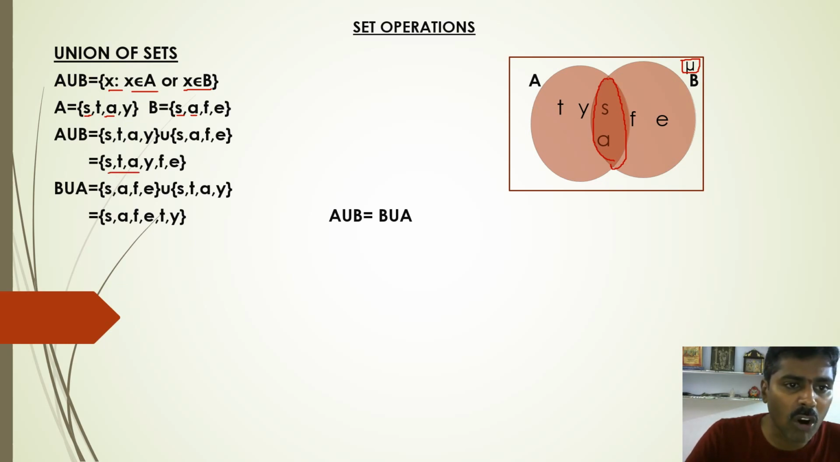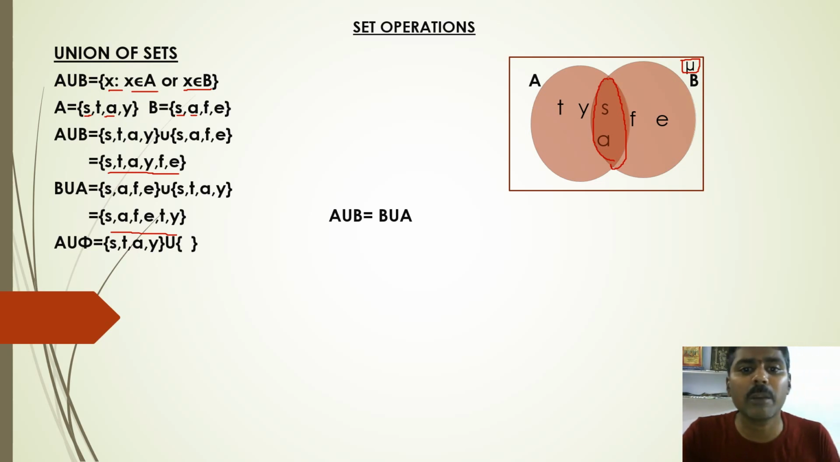If you observe that, there also you will get the same thing, that is SAFETY. Since we know that order is not important, two sets are equal if their elements are equal. So we know that A union B is equal to B union A. We got A union B is equal to B union A. This is true for all sets. Everywhere A union B becomes B union A.